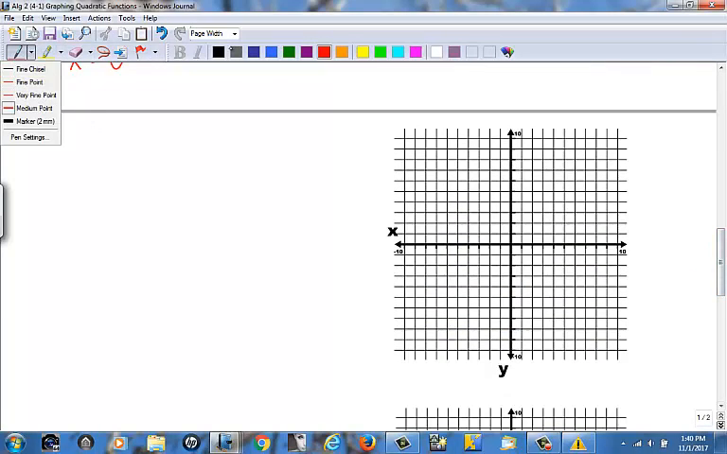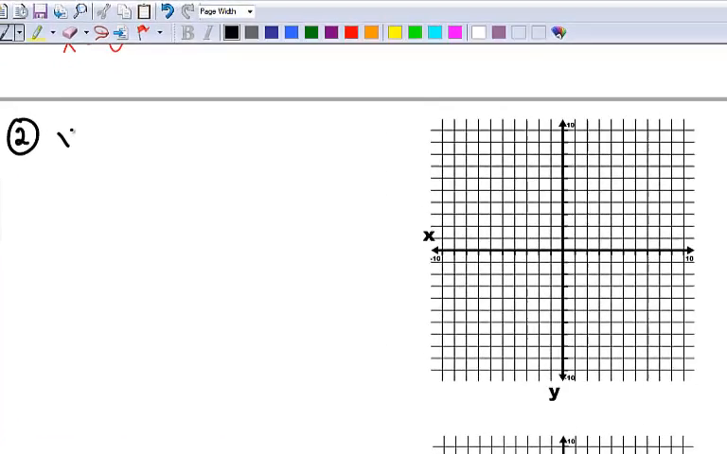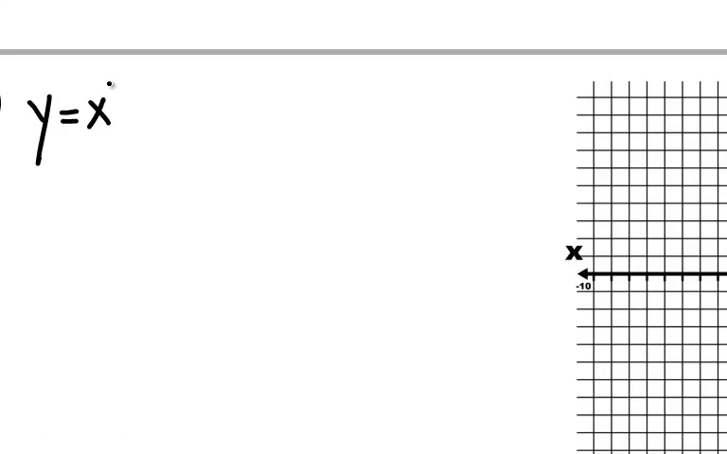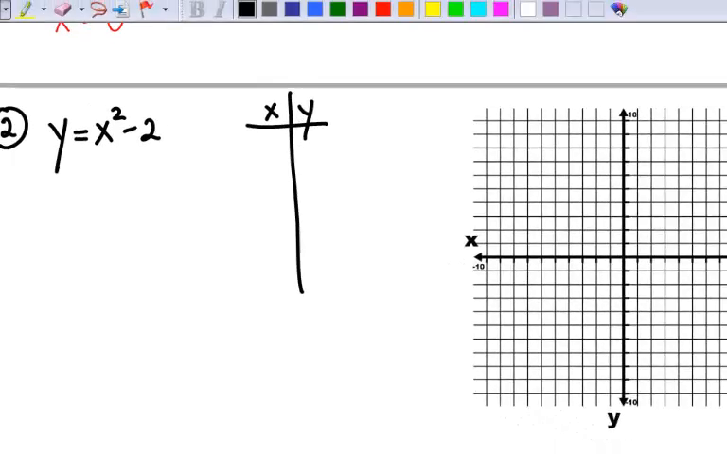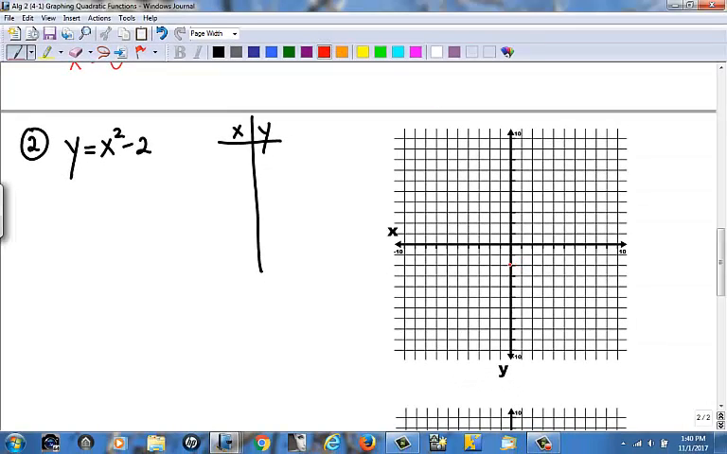Okay, I can do it like this. On the second one, we're going to graph y equals x squared minus 2 by making a table and looking at our clues for the graph. First, where is this graph going to cross the y-axis? At -2. So plot a point down here at -2.